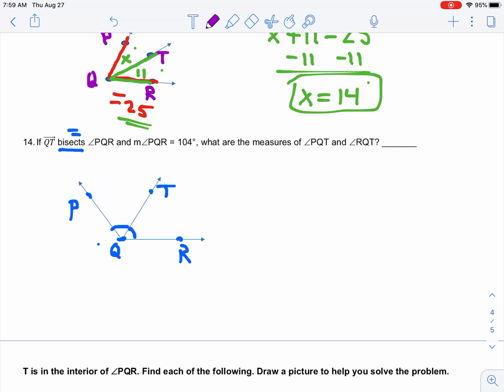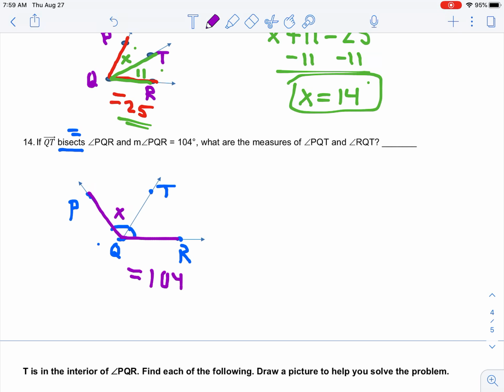Now let's go ahead and solve it. PQR is 104, so let's trace it. PQR, so they're telling us the whole big thing equals 104. Now, it wants us to find these other two angles. Well, we know these two angles are equal. All right, if they're equal, then these two angles should be the same measurement, and it should be whatever 104 is, split in half.